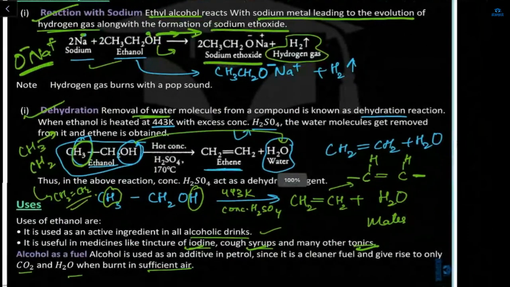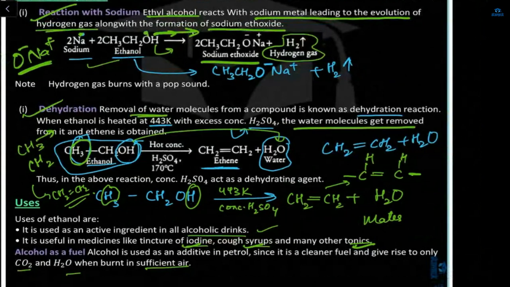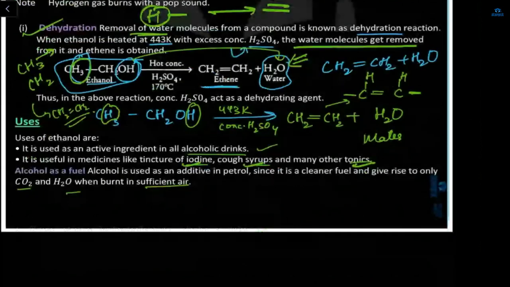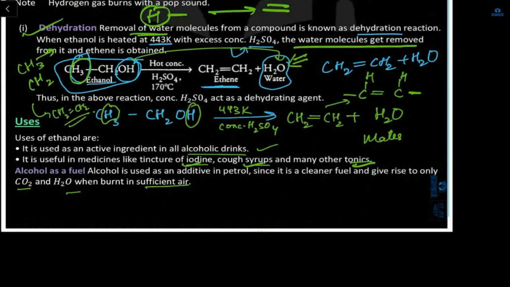Dehydration means the water molecules get removed. If the water molecules get removed, ethanol will get converted into ethene. The single bond will be converted into a double bond because one H is gone from the ethanol, because the water molecule gets removed. Uses are alcoholic drinks, tonic and syrup. Any doubt in ethanol? Shazan, you?